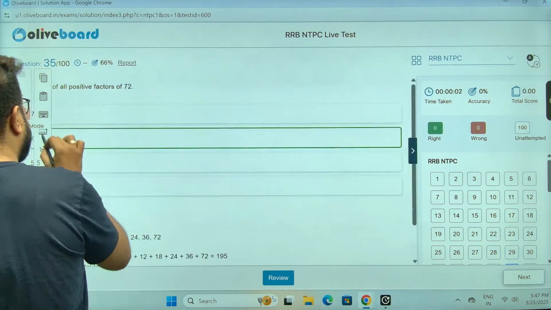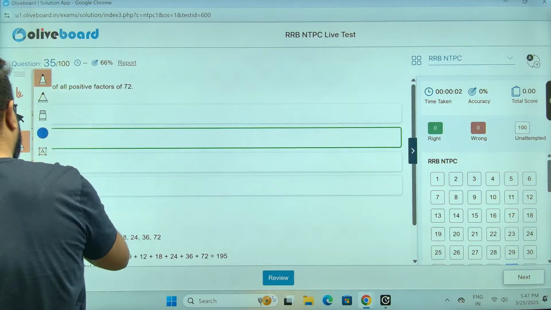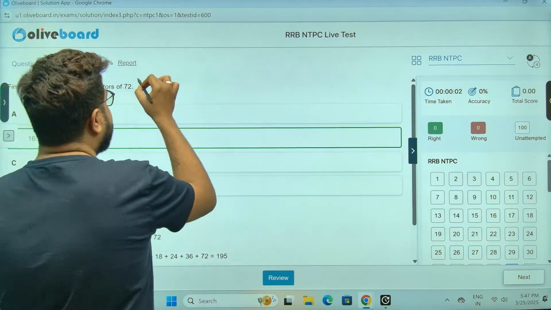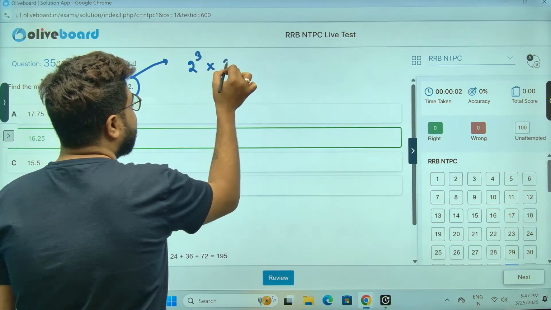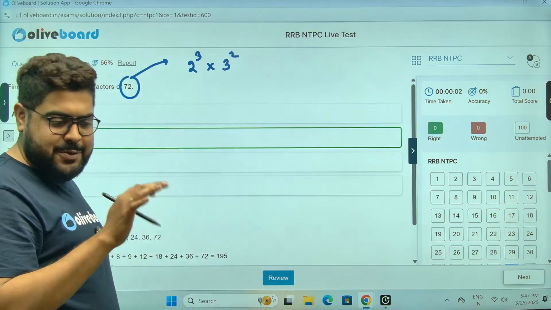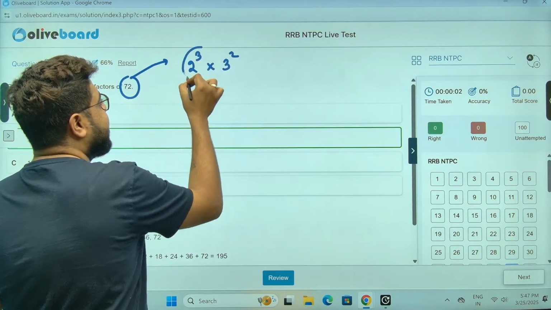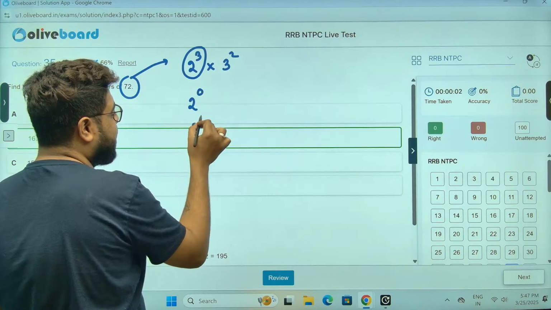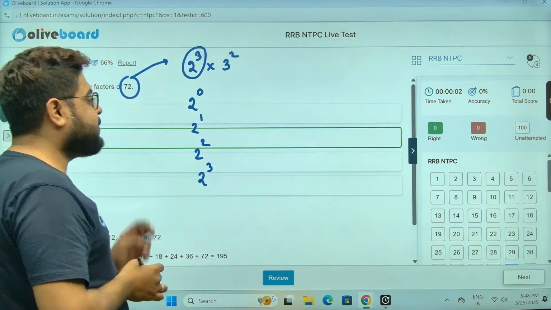Okay, sir. This was my answer, but again, still just a very quick thing. Learn this way, na, you will never forget actually. Sir, 72. I'm taking this example only. It was 2 cube into 3 square. Sir, how the factors are made, please understand. You see, this thing actually clarifies the whole thing. It means, sir, 2 to the power 0, 2 to the power 1, 2 to the power 2, 2 to the power 3. These are the factors.